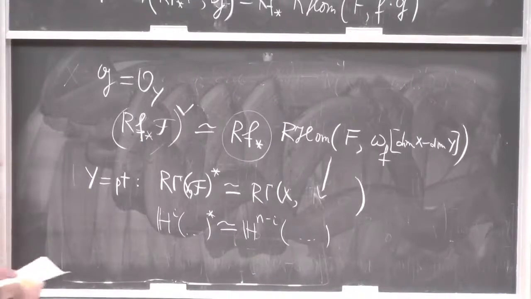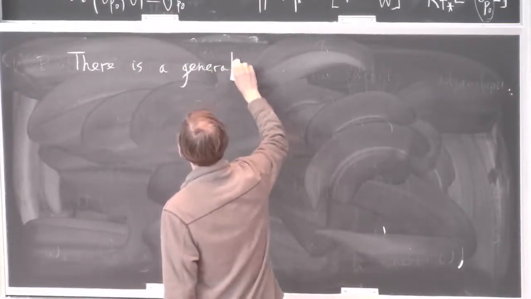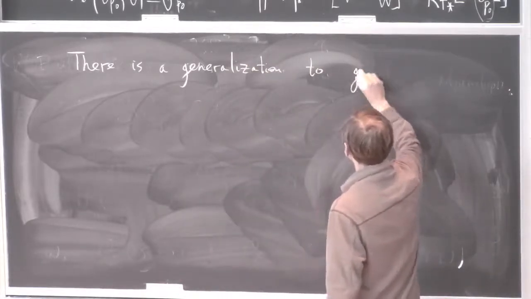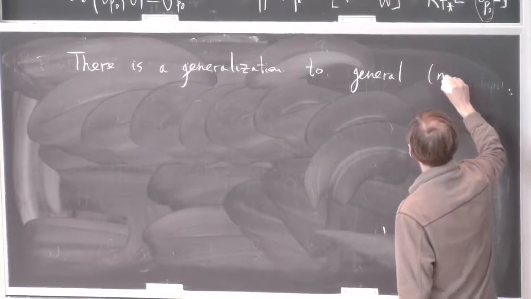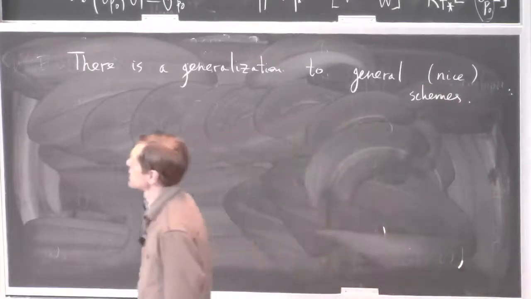So now another remark is that there is a generalization. The assumption that X were smooth and projective is not actually necessary. So there is a generalization to general schemes. Well, maybe sufficiently nice schemes, but certainly it's not necessary to assume smoothness or anything like this.